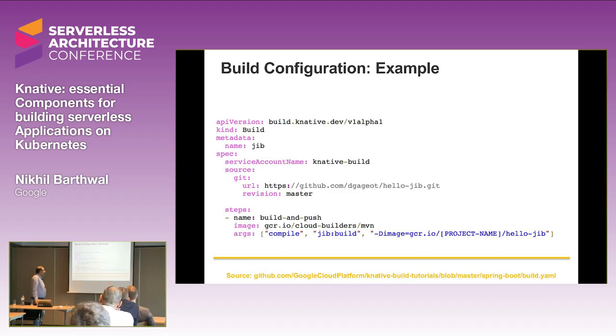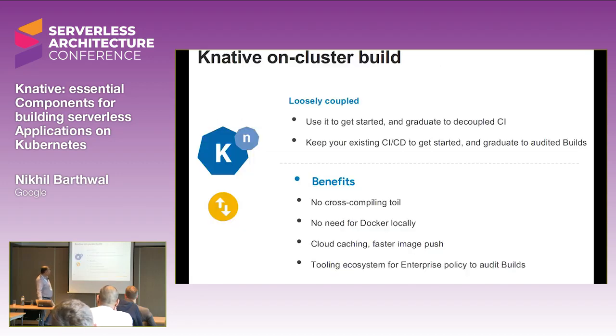That's a build configuration example, API version. It's alpha, as you can see, service account and steps, and you have all of these image, Google Container Repository image, and then you have these commands, and there are a lot of examples on the Google Cloud Platform GitHub page on cluster build, right? So it kind of graduates to decoupled continuous integration. You want to use your existing CI/CD, but then you can graduate to audited builds, and there are a lot of benefits to it. So you don't have to cross-compile or Docker locally, cloud caching, etc., etc.